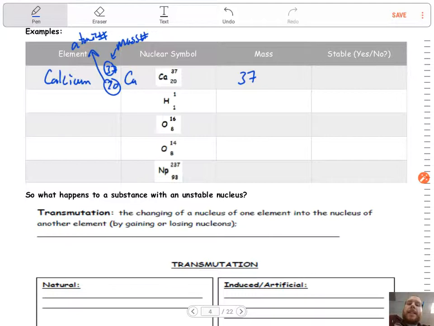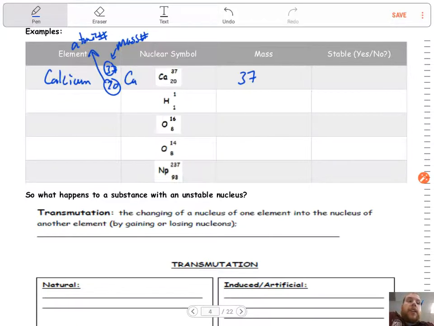Now, how we can tell if it's stable or not is we're going to go to our periodic table. If we look at calcium on the periodic table, what's its atomic mass if we were to round it to a whole number? It would be 40, okay? That would be its most stable isotope, okay?